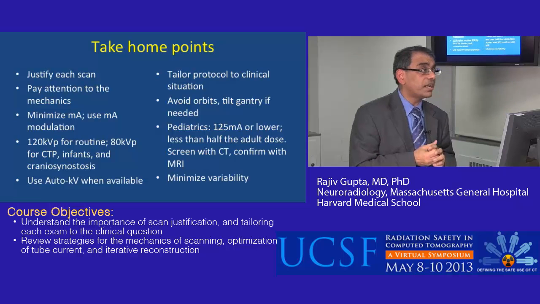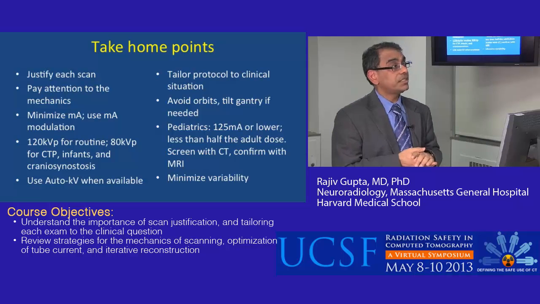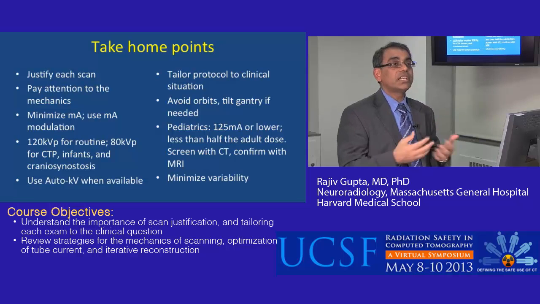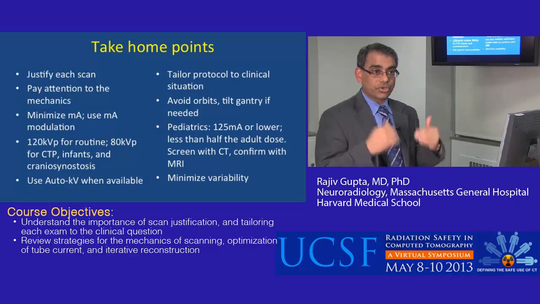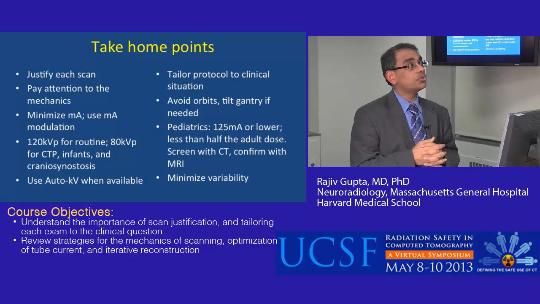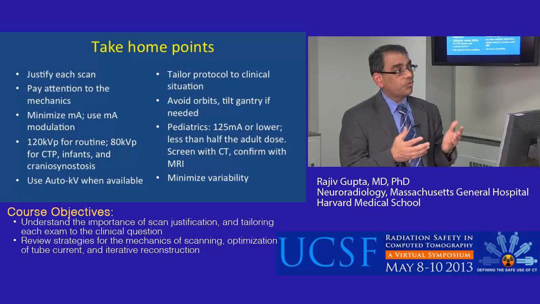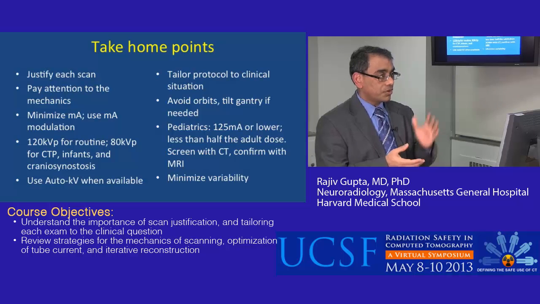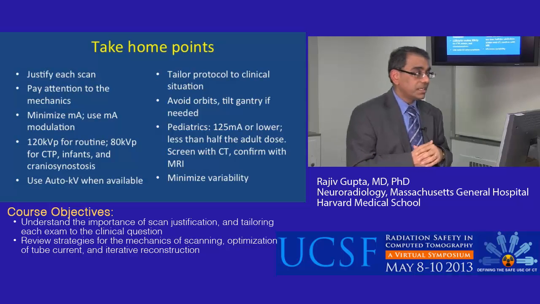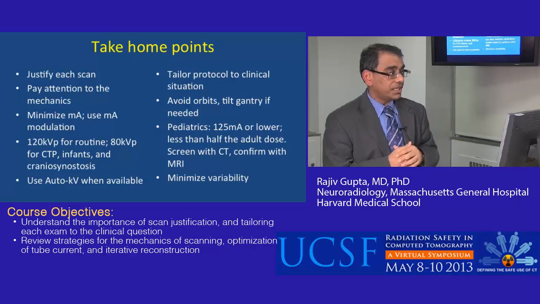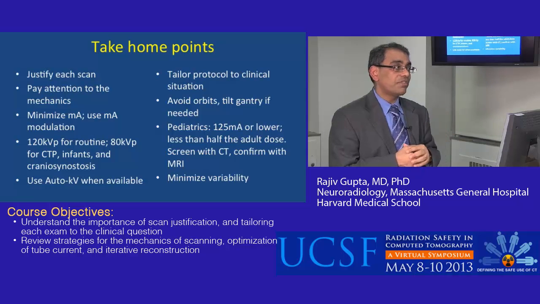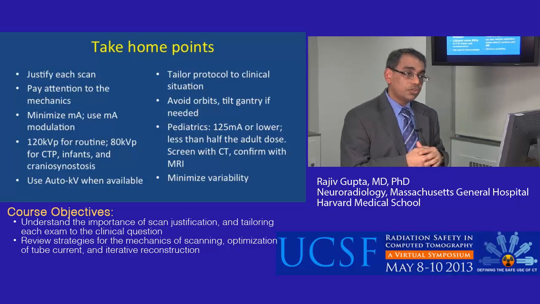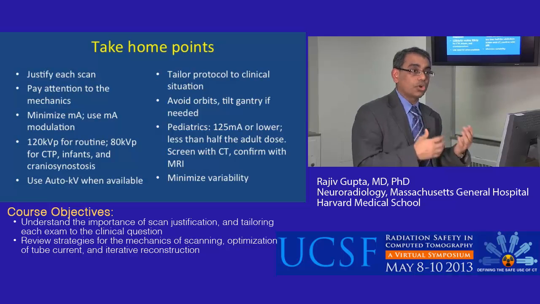It is very important to tailor the protocol to the clinical situation. So, when you are scanning bone, when you are scanning anatomy that is intrinsically high contrast, you can drop the dose significantly. One should avoid the orbits by tilting the gantry or by tilting the head whenever possible. For pediatric scans, we can actually reduce the dose significantly. Typically 125 mA or even lower values are sufficient. We can do most scans at half the adult dose or lower.